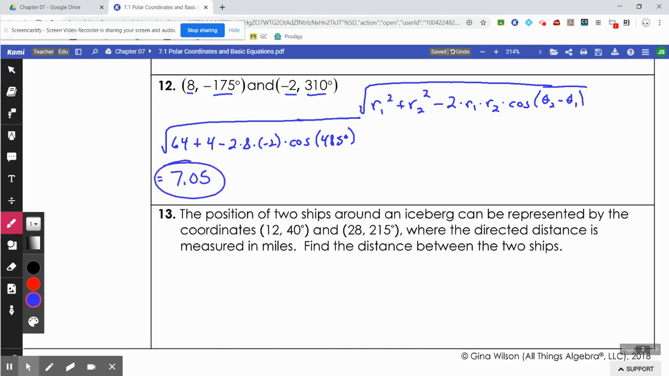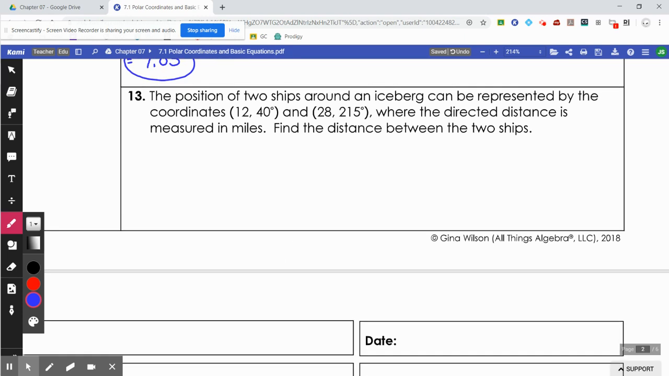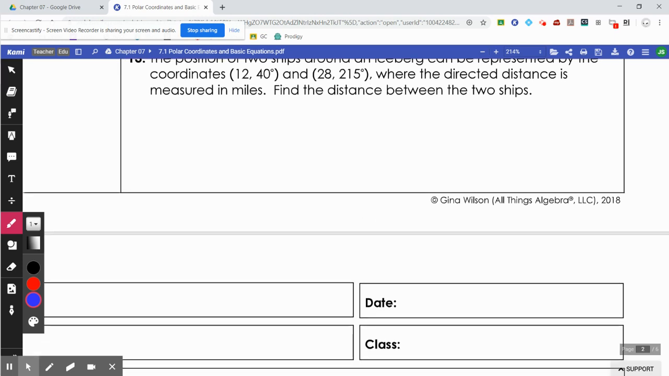7.05. Number 13, the position of two ships around the iceberg. Now we're dealing more, if you think about the way that the Earth is set up, you have a lot of R's and thetas when you're talking about latitude and longitude. The position of two ships around an iceberg can be represented by the coordinates 12, comma 40 degrees and 28, comma 215, where the directed distance is measured in miles. Find the distance between the two ships.